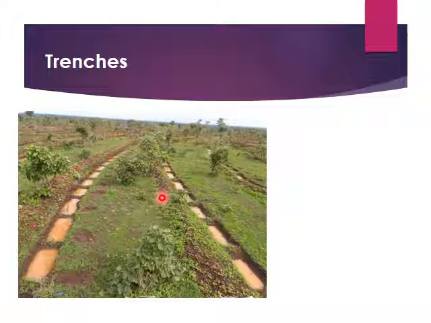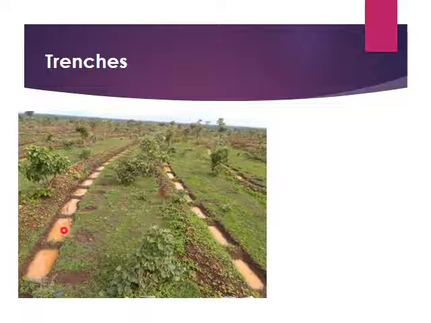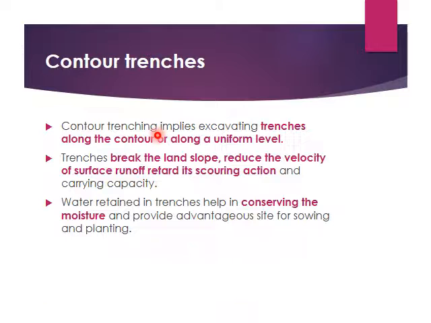First one is trenches. When I say trenches, it is like small pits cut in the hilly areas. You can see in this image, small pits being cut in these hilly areas on the slopes. When I say contour trenches, we know very well that a contour is a line joining the points of same elevation. So whenever a trench is cut along the contour line, it is called a contour trench.